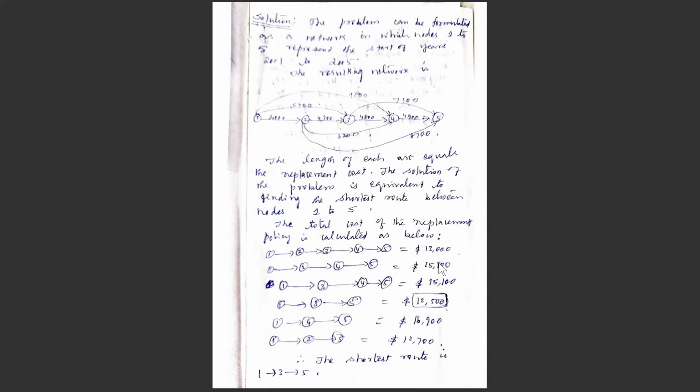If you observe all these total costs, which one is minimum? $12,500 is minimum. It corresponds to which path? 1 to 3, 3 to 5. Therefore, we conclude the shortest route is 1 to 3, 3 to 5.